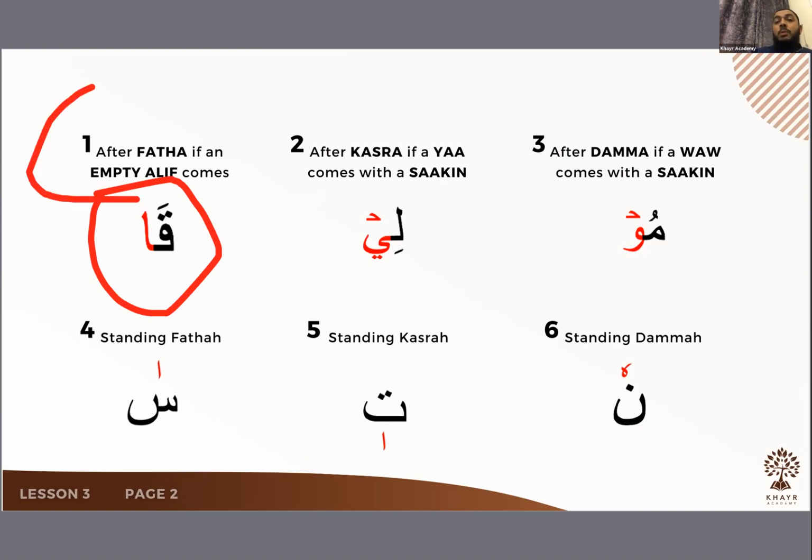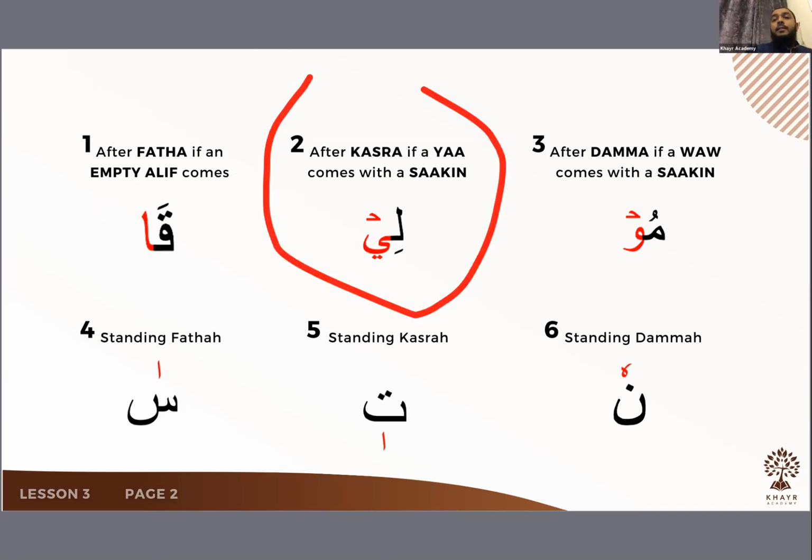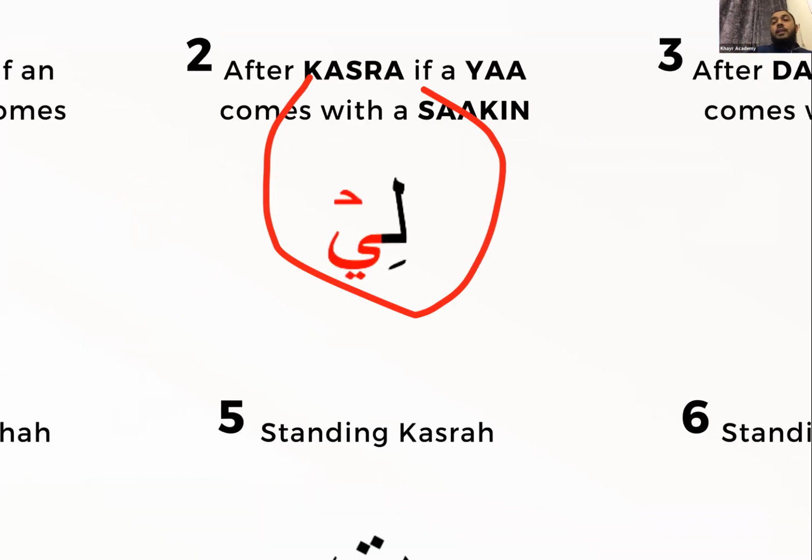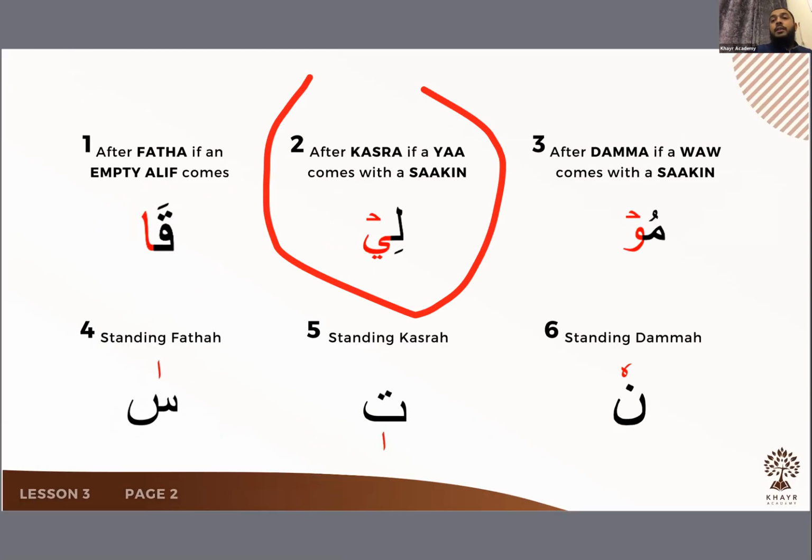So I want everyone to memorize this. You can do it in your own words, but when I ask you what are the 6 places we stretch, we make long, you have to know: after fatha empty alif, after kasra ya sakin, after dhamma waw sakin, standing fatha, standing kasra, and upside down dhamma. Okay. You say standing dhamma here, but it's meant to be upside down dhamma. After fatha empty alif, the second one is after kasra ya sakin. After kasra there's a ya sakin, and the third one is after dhamma waw sakin.